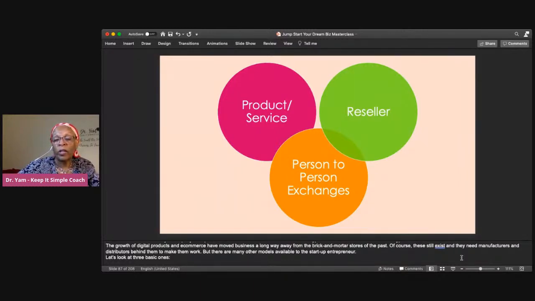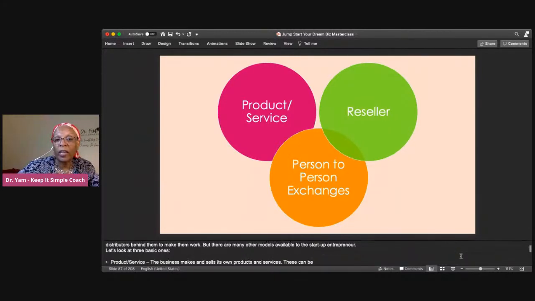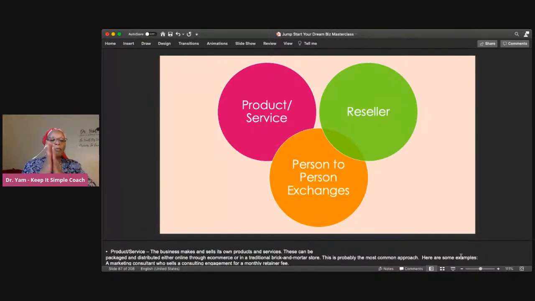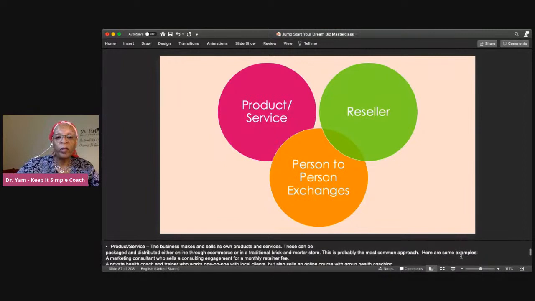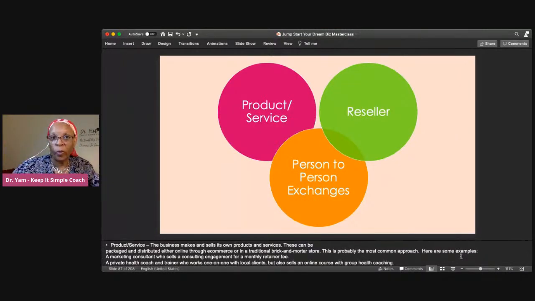And there are also other modules that are going to be available for the startup entrepreneurs themselves. But there are three basic things that come to mind. When we think of a product or a service, your business makes or sells a product that you own, or a service. This can be something that's packaged and distributed online for the consumer to buy through an e-commerce type of portal, or it's something that they come into a store in a traditional brick and mortar setting and take off the shelf or rack and purchase. They have a similar approach, but at the same time there are some differences just out of the nature of the dynamic of buying and selling.